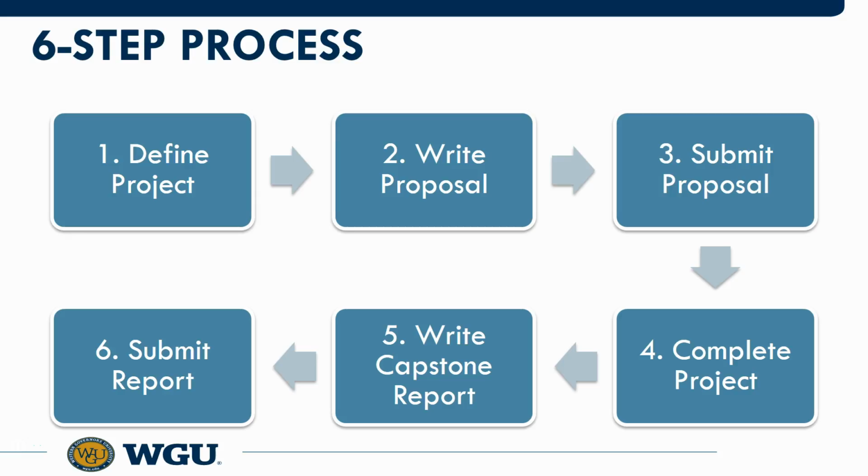In step 1, you present a project idea for approval. Once a Capstone course mentor approves your idea, the second step is to write your proposal to do the project. Step 3 is to submit the proposal for evaluation. And when the proposal is approved, you are cleared to step 4, which is to actually do the project.